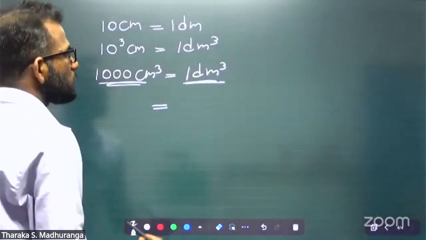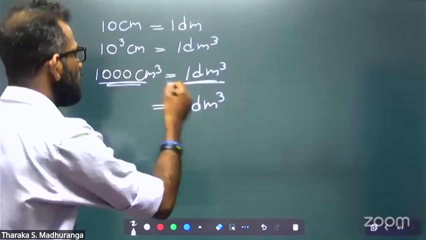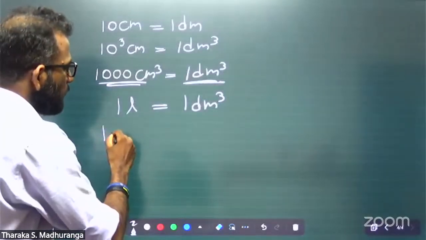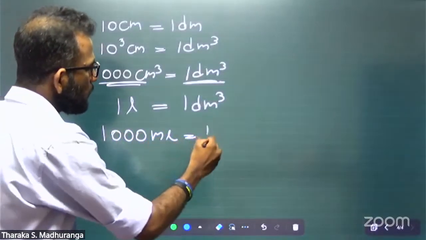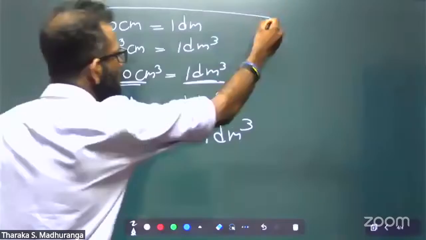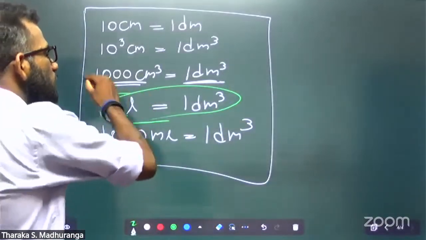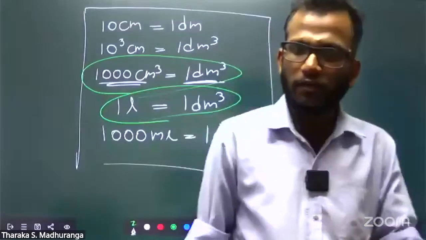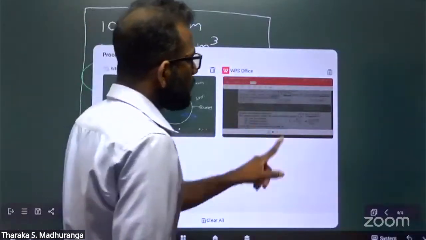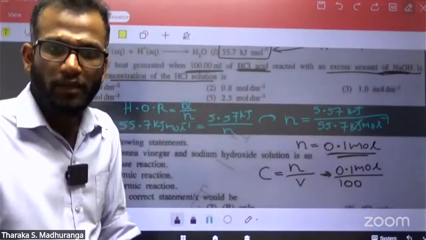Then this 1 cubic decimeter equals 1000 cubic centimeters, which always means 1 liter. Or we can say 1000 milliliters equals 1 cubic decimeter. This full unit conversion you should remember. This is important. 1 liter equals 1 cubic decimeter and 1000 cubic centimeters equals 1 cubic decimeter. If we convert milliliters into liters, we can get the cubic decimeter value. I think you can get the idea.